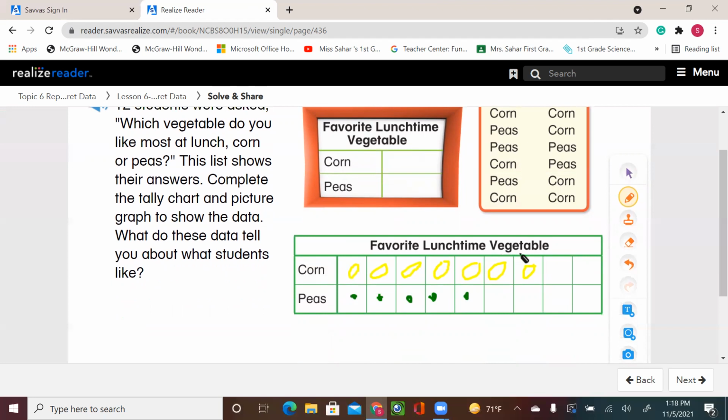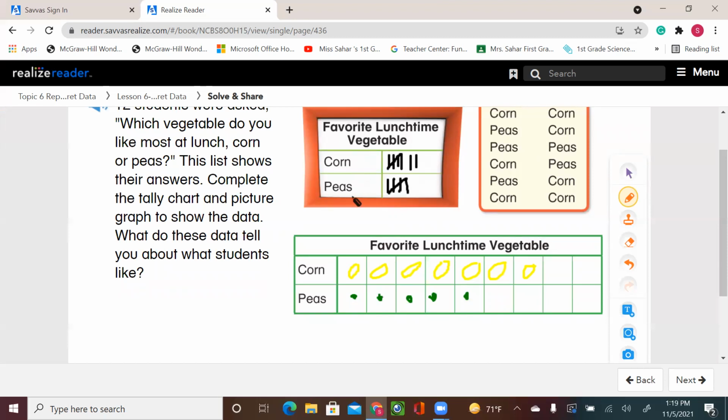Now, since I have all the information, I can say that 7 chose corn. So I can use tally marks. 1, 2, 3, 4, 5. And then I have 2 more, 6, 7. For peas, I have 5. So 1, 2, 3, 4, and then that's my close. That's a group of 5.